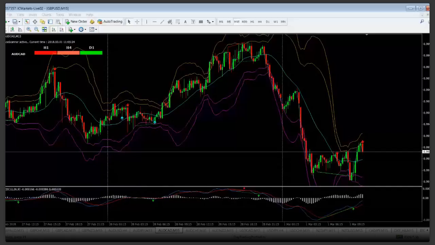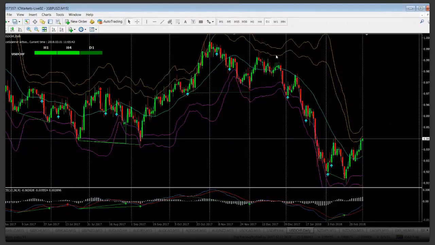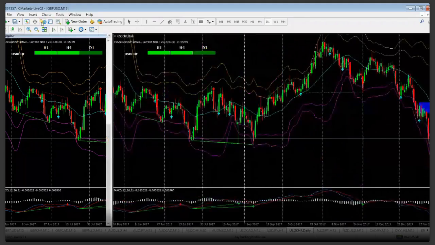USD Swiss franc. Everything's up. Already had a buy signal on it earlier. Just look at the higher time frame. Yeah, I'm liking this one to go up today.